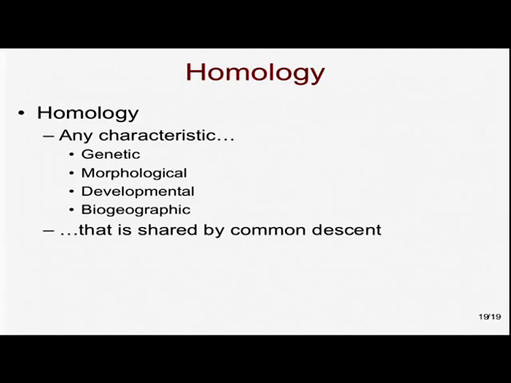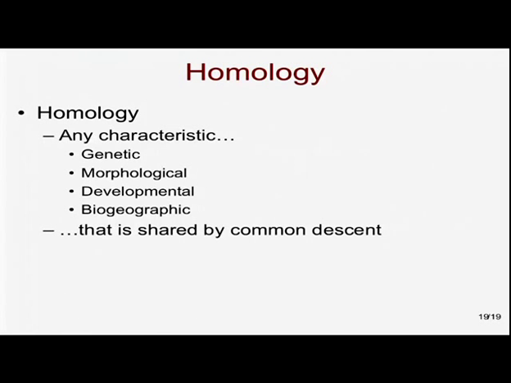Okay. So another thing we're going to talk about for evidence for evolution is the idea of homology. Okay, homology amongst different species on this planet. So it can be any characteristic, right? Genetic, which would be by DNA, right? DNA sequence homology. Morphological, what they look like. Developmental, how something develops from the single fertilized egg into an embryo, into a fetus, into an offspring. And then the biogeographic is, again, where they came from.